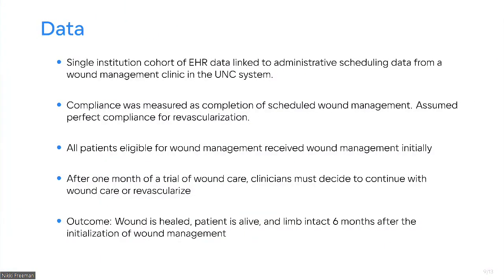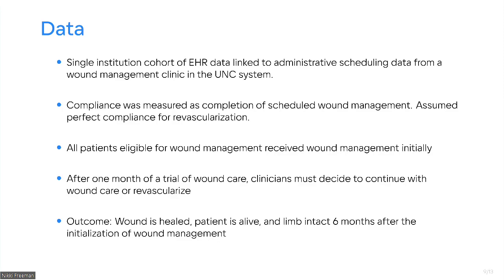So the data that we had for this is a single institution cohort of EHR data that we linked to administrative scheduling data from one of the wound management clinics in the UNC system. And the way we looked at compliance, because this is really what we were interested in, was how you should use past compliance to make treatment recommendations. So if your patient hasn't been coming to the wound management clinic, how should that weigh into your decision about whether to continue with the non-surgical pathway versus surgical treatment of the reduced blood flow in the arteries?